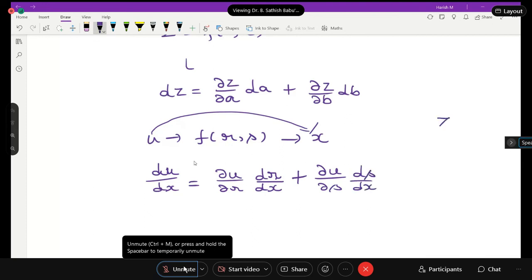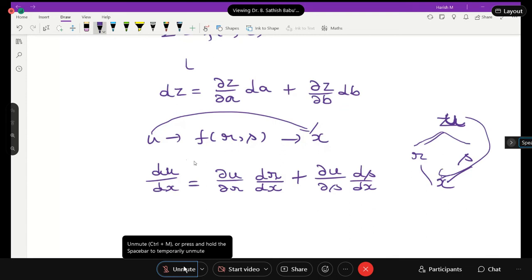The best thing is you just write some tree diagram like this. U is dependent on R and S. R and S in turn depend on X. So if you connect a relation from U to X, U is dependent on one variable.